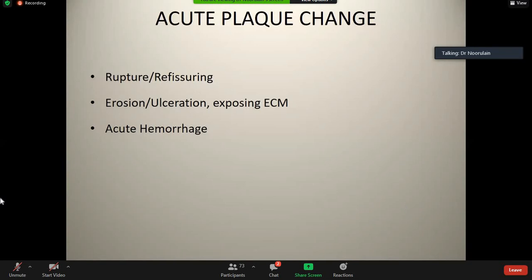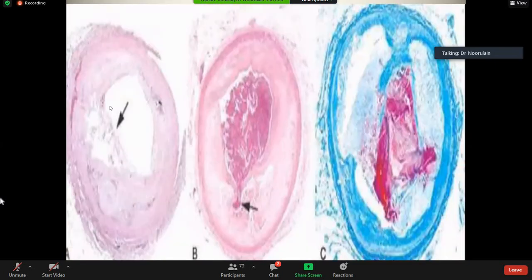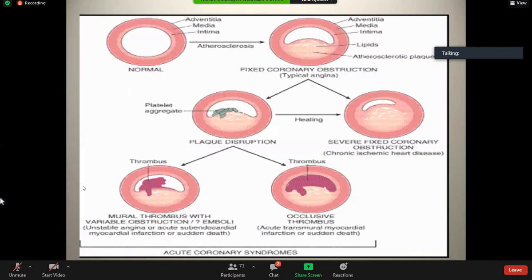Okay, I am saying acute plaque changes include rupture or fissure, erosion, ulceration, and acute hemorrhage. This is the picture. There is the rupture and fissure in the acute plaque. There is hemorrhage in the plaque, and erosion and ulceration. These are the acute plaque changes. Okay, this is a picture taken from Robbins.